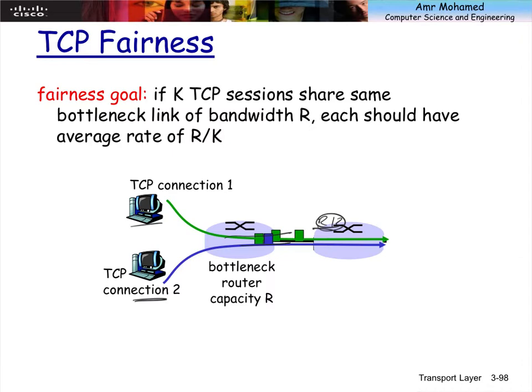But that's not what TCP does. What TCP does is additive increase, multiplicative decrease, right? That means one can increase while the other decreases, so will that really still maintain fairness? Let's see that. Don't jump to conclusions. Let's see.